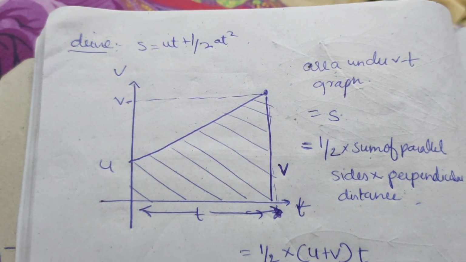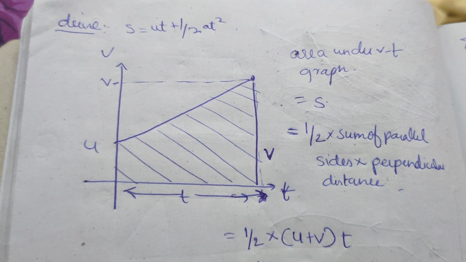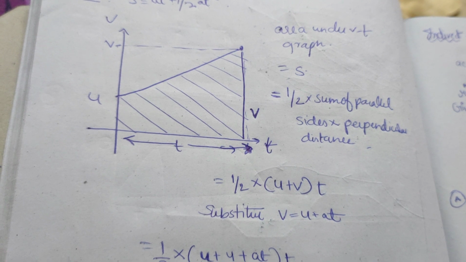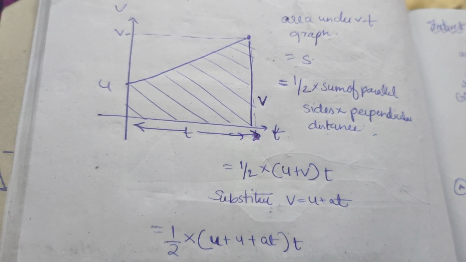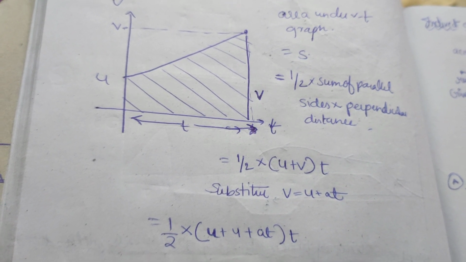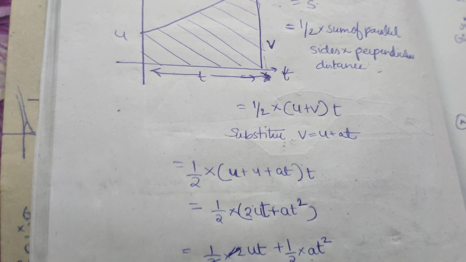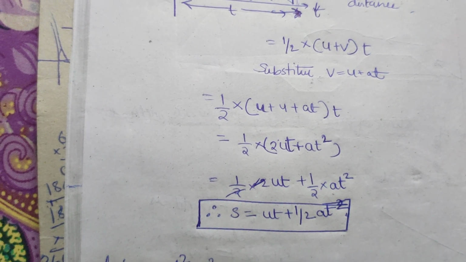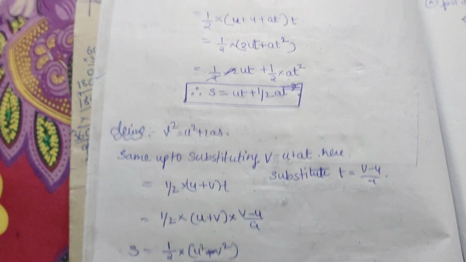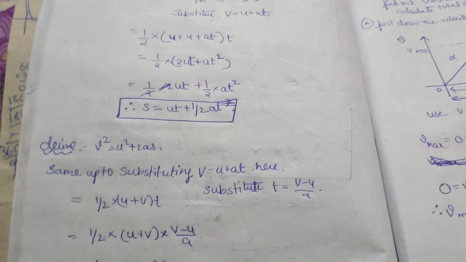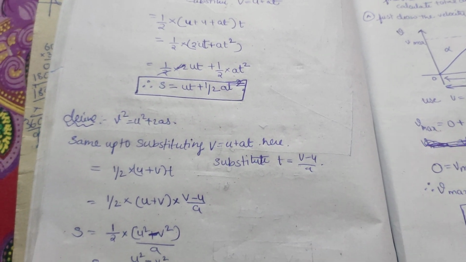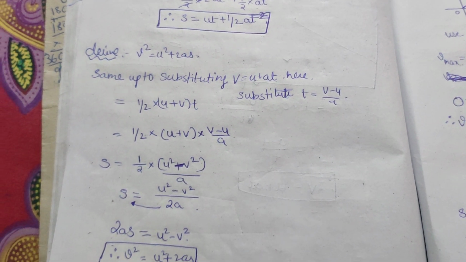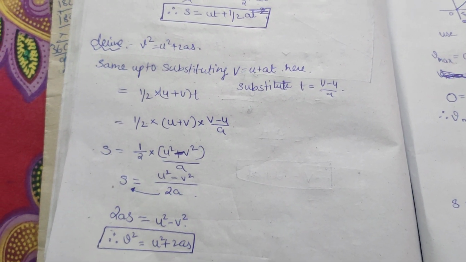Now here you can see the derivation of s = ut + half at square. Area under the v-t graph is distance, so it is half into the sum of parallel sides into perpendicular distance, equal to half into (u + v) into t, where v = u + at. If we substitute v = u + at, we'll get s = ut + half at square. And instead of substituting v = u + at, if we substitute t = (v - u)/a, then we'll get the equation v square = u square + 2as.